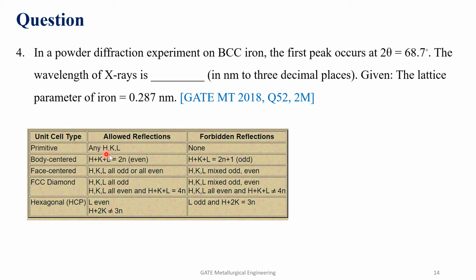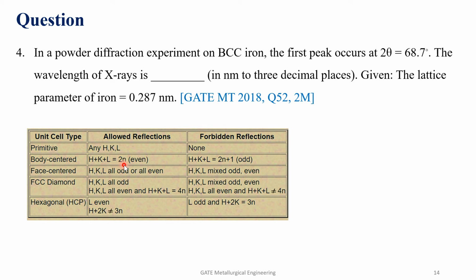Here, for primitive, any HKL combination is possible. In BCC, H plus K plus L is equal to 2n, that is, it should be even. For face centered, HKL should be all odd or all even. For FCC diamond, HKL should be all odd, and if they are even, then their sum should be equal to 4 times n. And in HCP, L should be even, H plus 2K should not be equal to 3 times n. So in our case, what is mentioned in the question? Powder diffraction experiment on BCC iron. For BCC iron, the constraint is that H plus K plus L should be even.